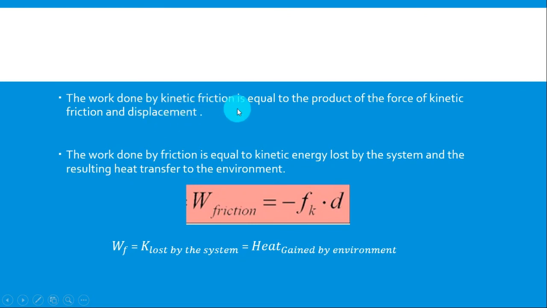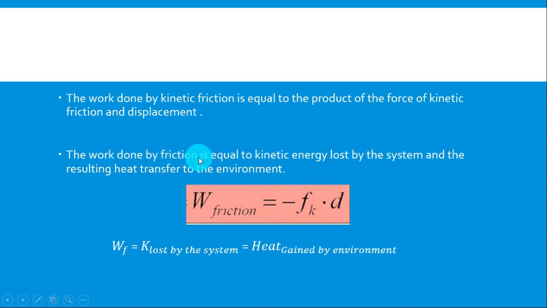The work done by kinetic friction is equal to the product of the force of kinetic friction and displacement. So, if I ask you to find the work done by friction, how do you find it? You remember the force of friction: mu k, the coefficient of kinetic friction, times the normal force. This is the formula for force of friction. And we know the formula for work is force times distance. Here I want to find the work done by friction, by a non-conservative force. So what is the force of friction? We know the formula of it. And displacement, we multiply it by the displacement.